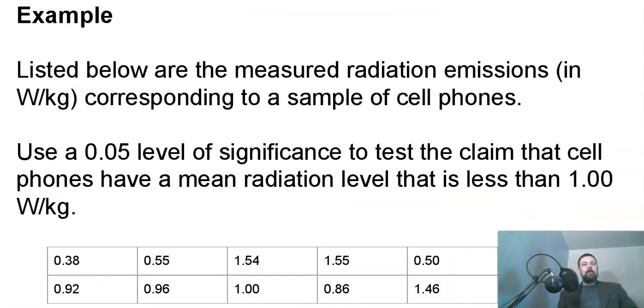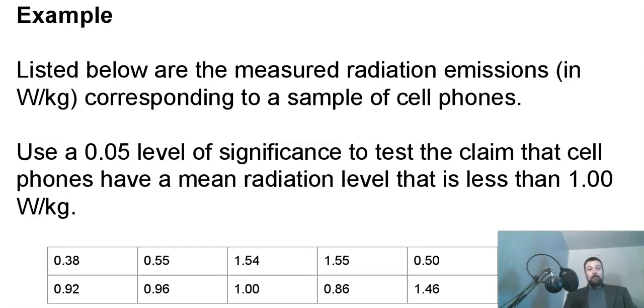Okay, last example. Listed below are the measured radiation emissions in W per kilogram. I feel like I should know what that is, but I don't know what W represents. Corresponding to a sample of cell phones. Use a 0.05 level of significance to test a claim that cell phones have a mean radiation level that is less than 1.00 W per kilogram.